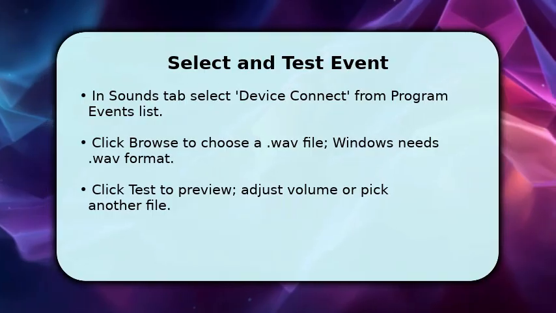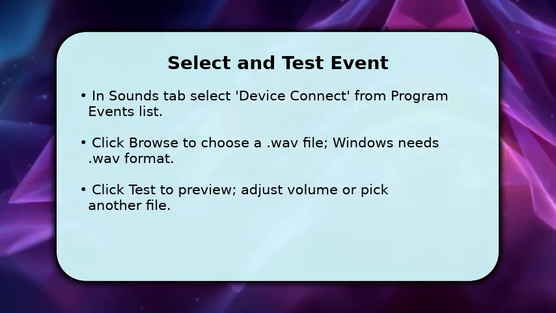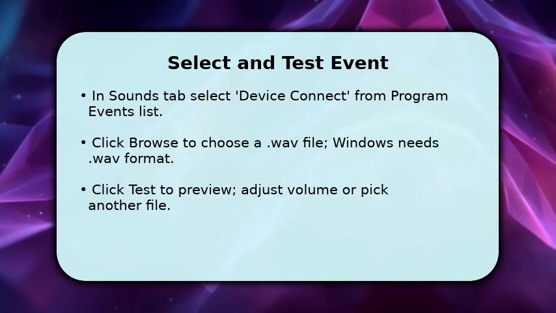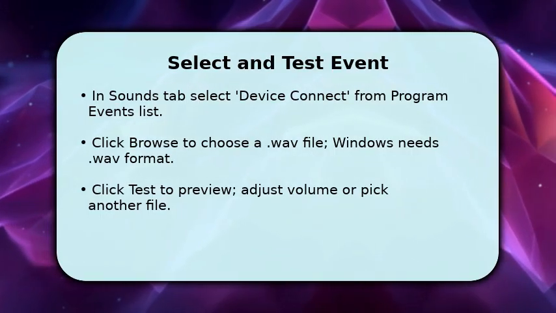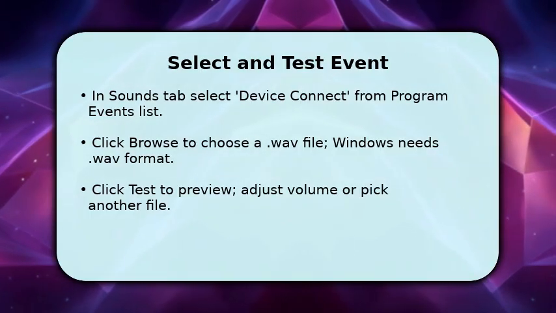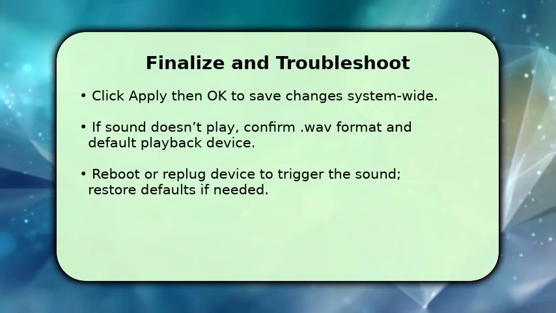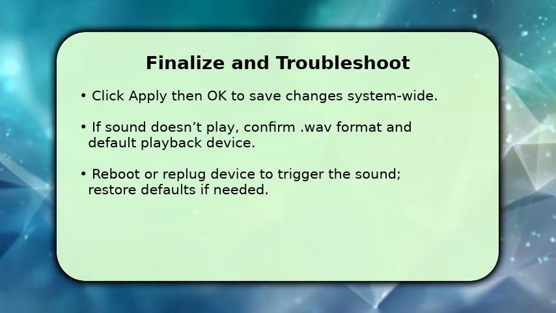Windows requires WAV for system events, so convert if needed. Once you pick a file, click Test to preview how it sounds. If it's too loud or quiet, adjust your system volume or choose a different clip. Make sure you select Apply after testing so the change persists. Finally, you save the change by clicking Apply and OK so Windows uses the new sound immediately.